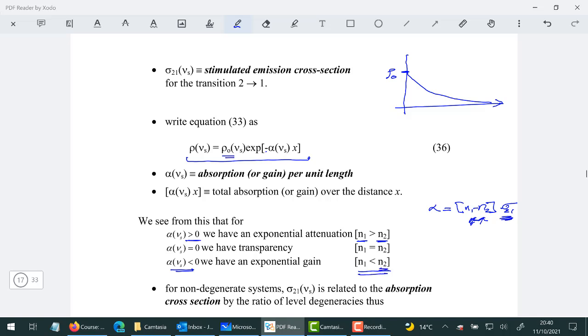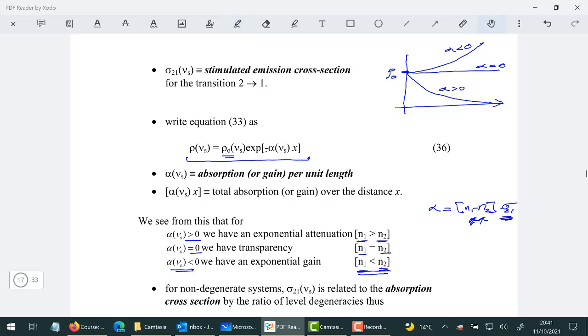In other words, we've got more atoms up in level 2 than we do in level 1. So when we have more atoms in level 2 than in level 1, then negative alpha becomes positive and we get exponential gain. And then the third case is if n1 and n2 are the same, then alpha will be equal to 0, and so the material essentially becomes transparent. It stays at the same value, at rho naught. So here we have alpha positive, alpha negative, and alpha 0.